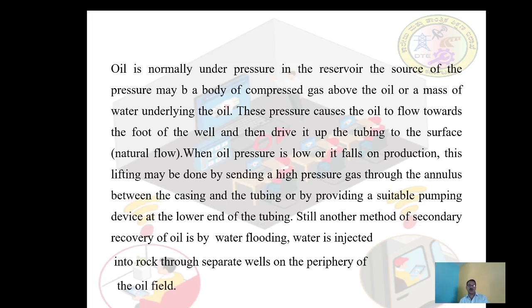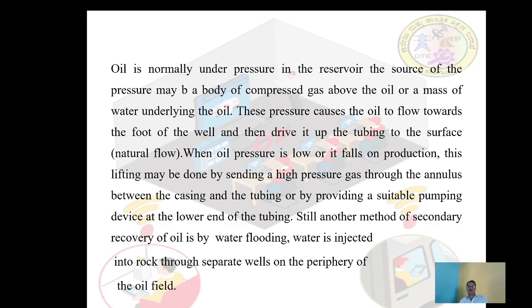Oil is normally under pressure in the reservoir rock. The source of pressure may be a body of compressed gas above the oil or a mass of water underlying the oil. This pressure causes oil to flow towards the foot of the well and then drives it up the tubing to the surface by natural flow.